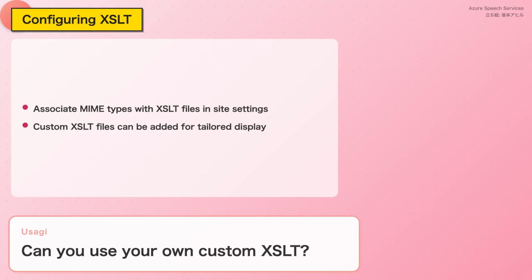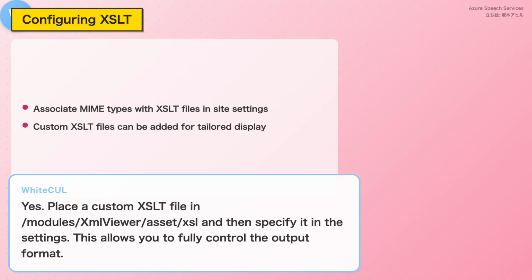Can you use your own custom XSLT? Yes. Place a custom XSLT file in /modules/XMLViewer/asset/XSL and then specify it in the settings. This allows you to fully control the output format.